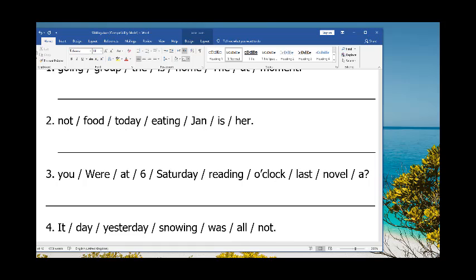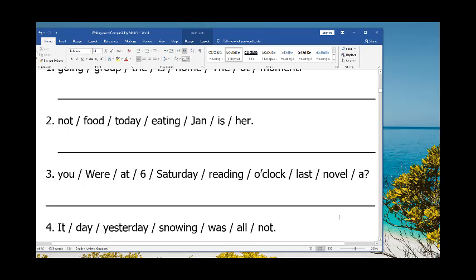Number 3. Okay, let's see number 3. It seems a long one, so let's think about it together. Okay, let's look at number 3. The first thing, I have to look at the whole sentence until the end, because for example, if you have a sentence like this one, you have a full stop in the end, so this is an affirmative sentence, okay, or a negative sentence, but it's not a question.